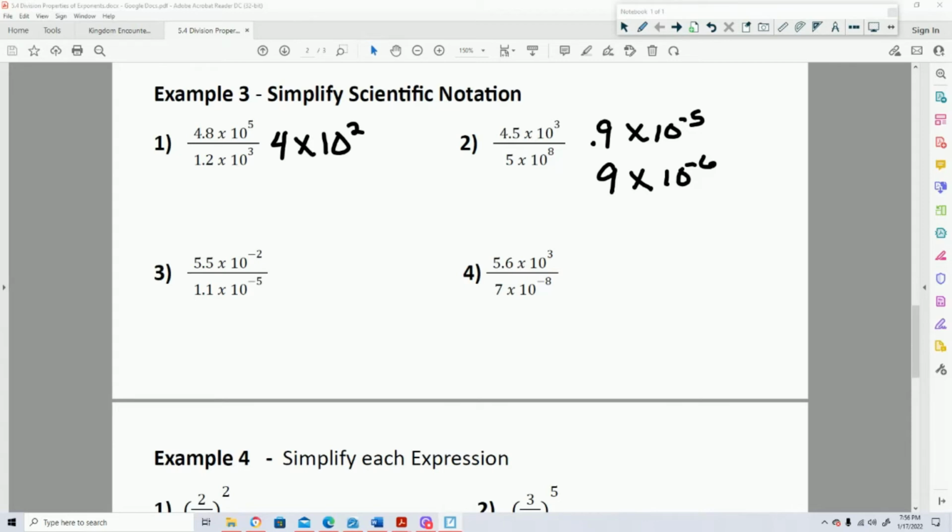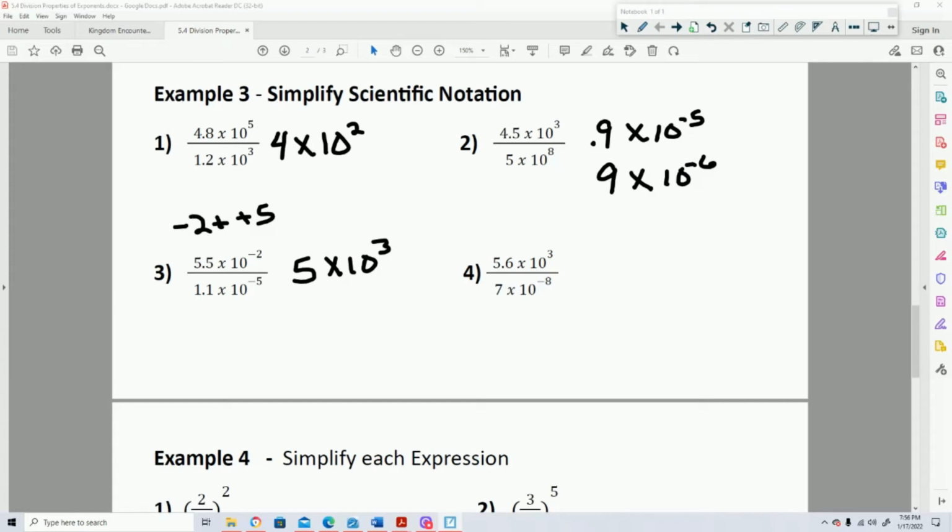Okay, 5.5 divided by 1.1, that's 55 divided by 11. It is just 5. Okay, times 10. Now we've got negatives and we're subtracting. You've got to watch that. Negative 2 minus negative 5 becomes negative 2 plus 5, and that is a 3. That is a 3. Okay.